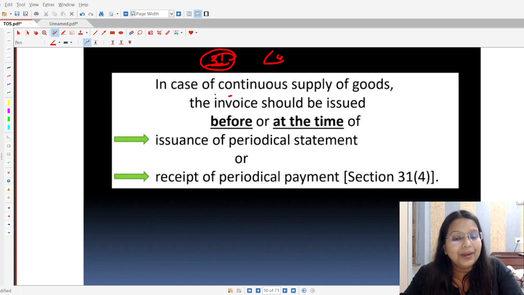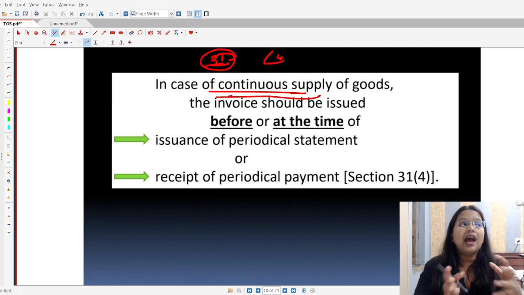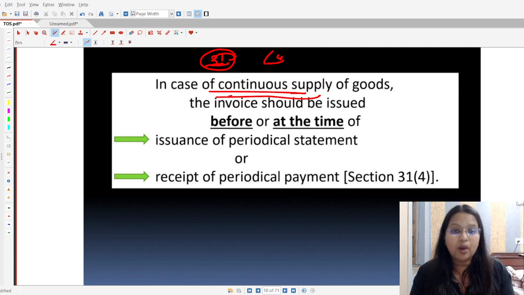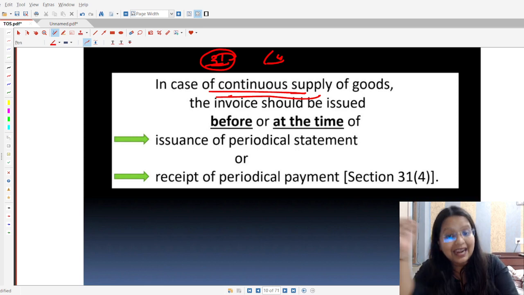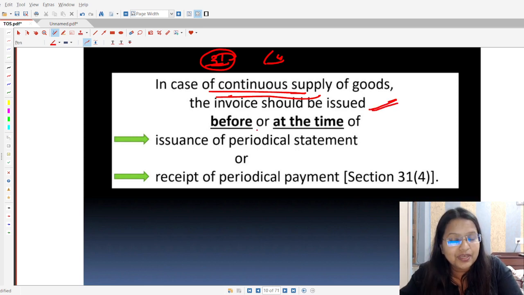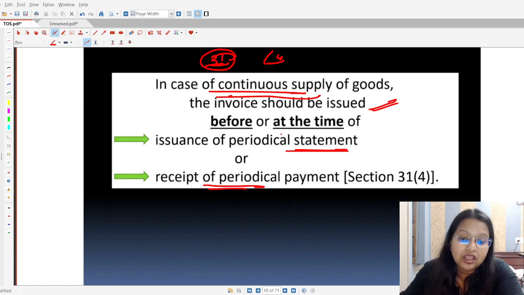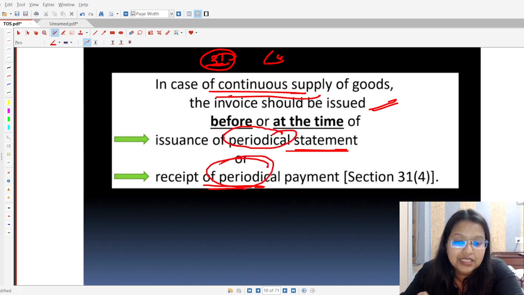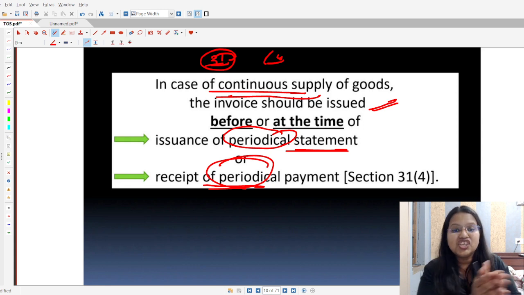Okay, but it is very important to learn the section number 31. Now, in the case of continuous supply of goods, like the person said, okay, after every 10 days, please send me 100 kg raw materials and I will take a total of 1000 kg raw material from you. So in that type of case, the invoice should be issued either before or at the time of, first of all, issuance of periodical statement, when the person is issuing the statements, or second, when they are receiving the periodical payment. Now, the important words here are periodical statement and periodical payment. It means when that part, suppose 10 kg has been sent.